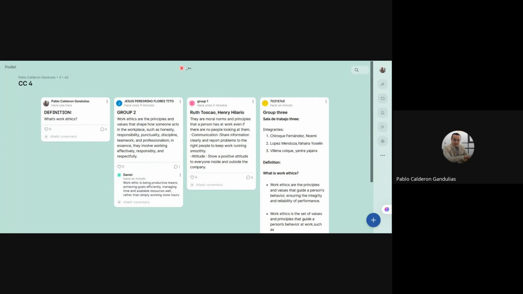Work ethics are the principles and values that shape how someone acts in the workplace, such as honesty, responsibility, punctuality, discipline, teamwork, and professionalism. In essence, they involve working effectively, responsibly, and respectfully.